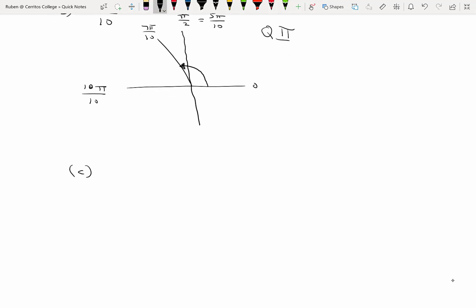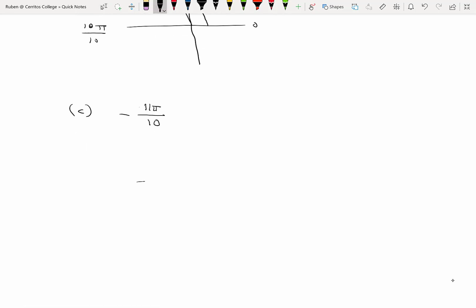C. How about negative, let's see, negative 14, I'm making this up. I don't want to do negative 14. I should have made it up a little. Should have done this off camera. Let's say I want it to reduce. How about negative 11 pi over 10. Negative 11 pi over 10.